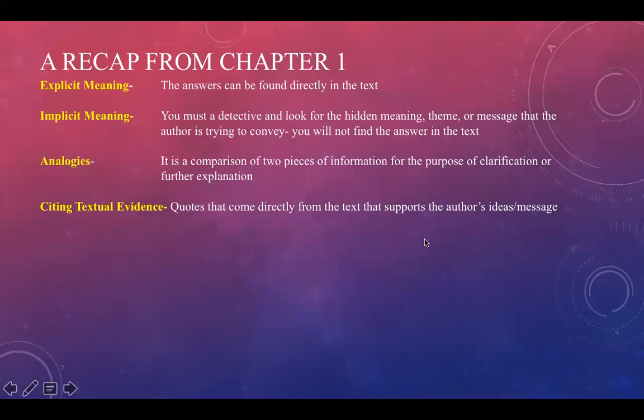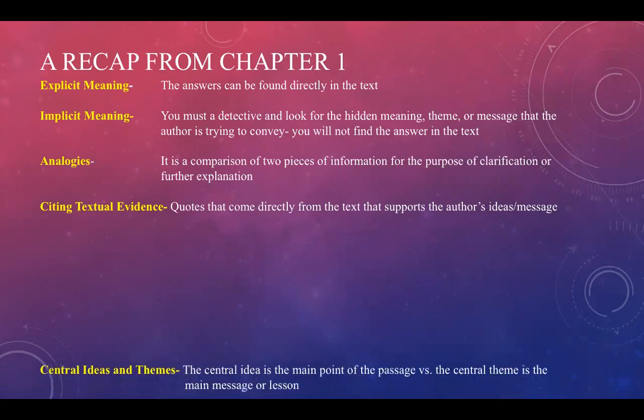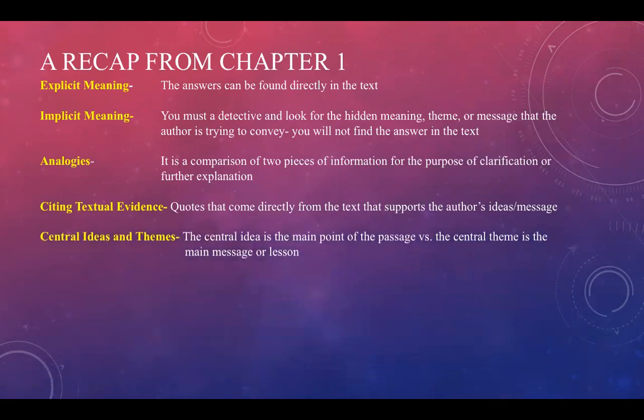Citing textual evidence means the quotes that come directly from the text that support the author's ideas and messages. The central idea and themes. The central idea, and you really need to get this, the central idea is the main point of the passage versus the central theme, which is the main message or the lesson.